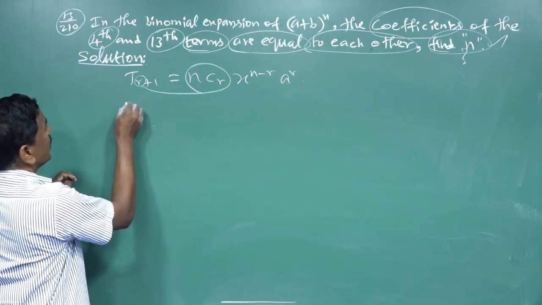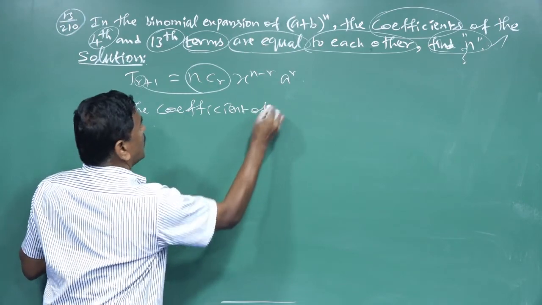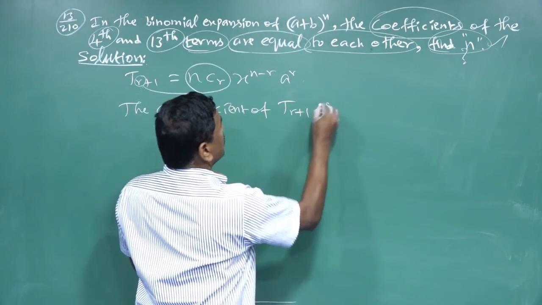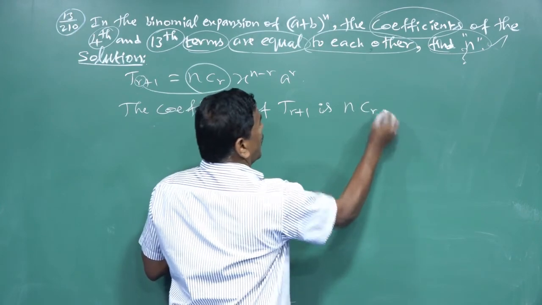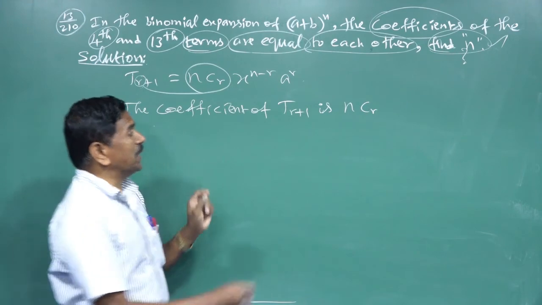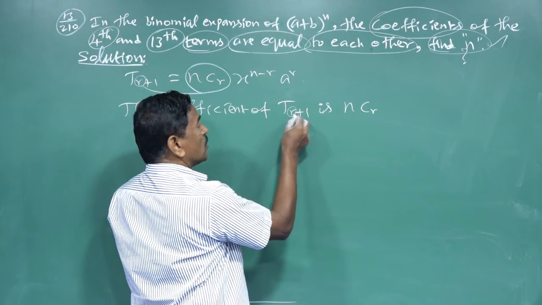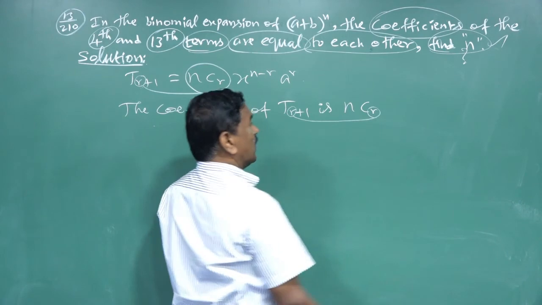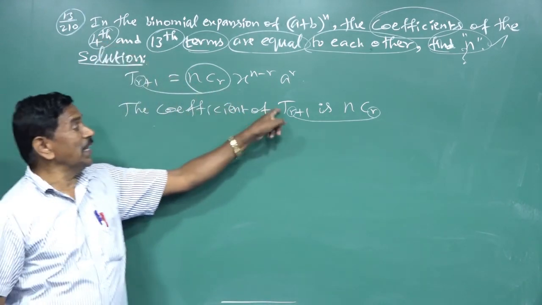The coefficient of T(r+1) is nCr. It is a technique. Remember the technique: forget the plus 1. Here it is r plus 1, so that is the plus 1 before r, so the suffix is r. That is the technique.